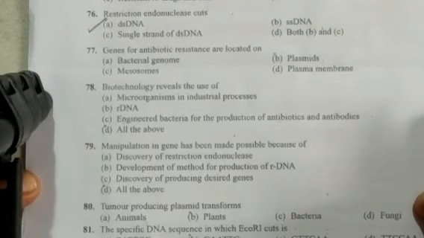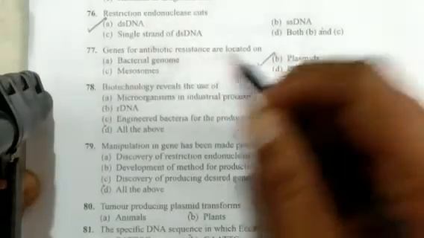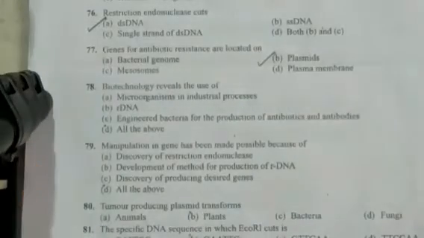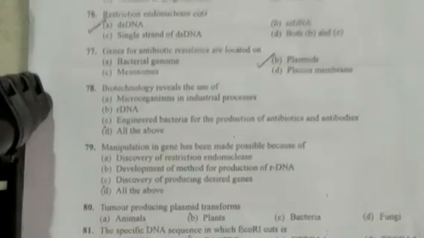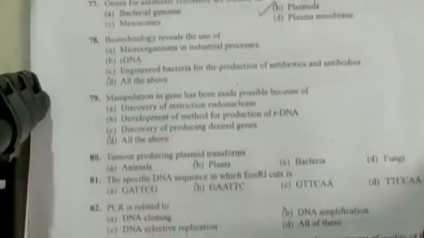Next, genes for antibiotic resistance are located on. Fine. Bacterial genome? No. Plasmids? Yes. C, mesosomes? No. D, plasma membrane? No. You all very well know, we have studied plasmids. Fine. The pUC, pBR322 we have studied. There we have come across the antibiotic resistant genes, so the answer is plasmid. One is known as the ampicillin resistant gene and another the tetracycline resistant gene. So you know the structure of that plasmid. So a plasmid contains antibiotic resistance genes.